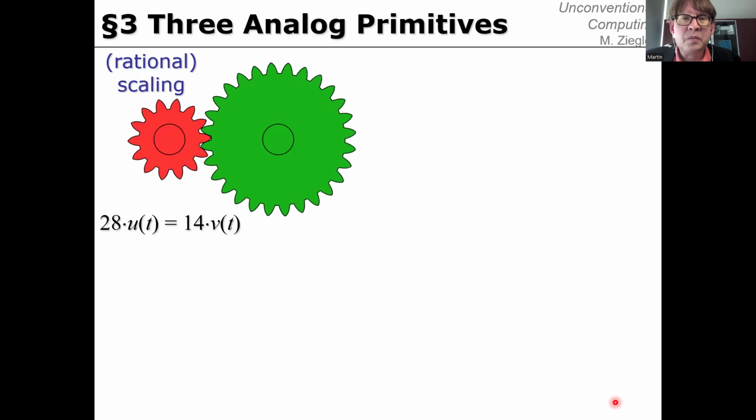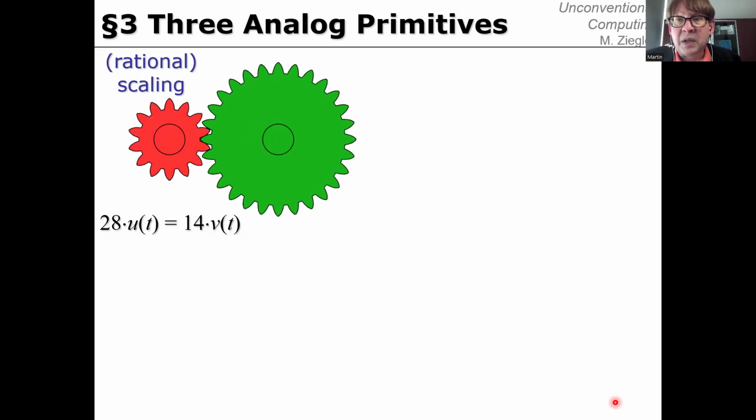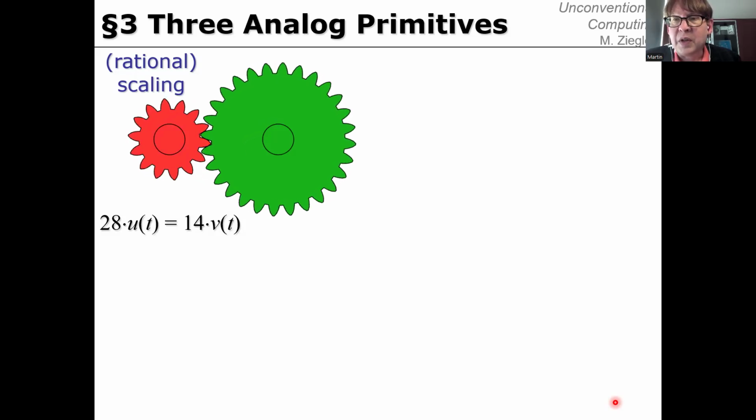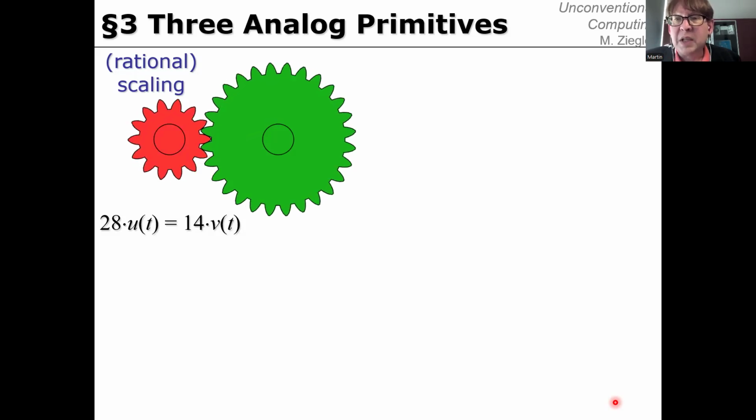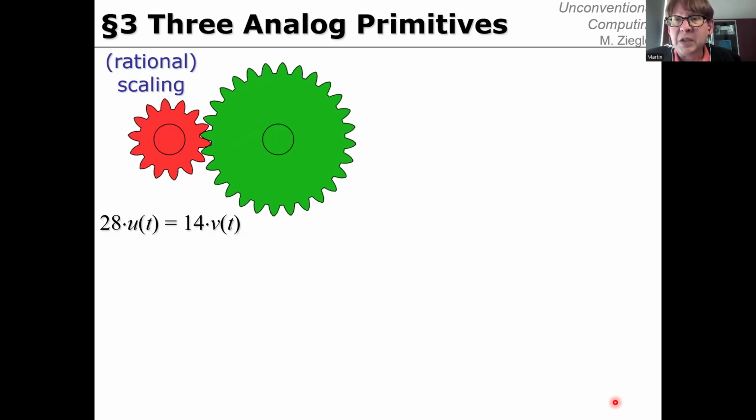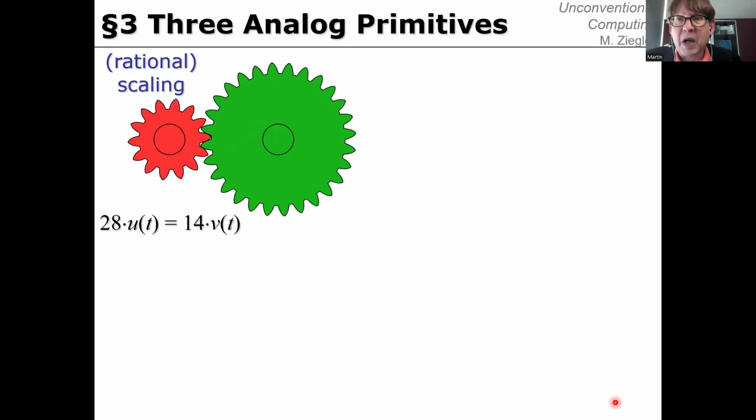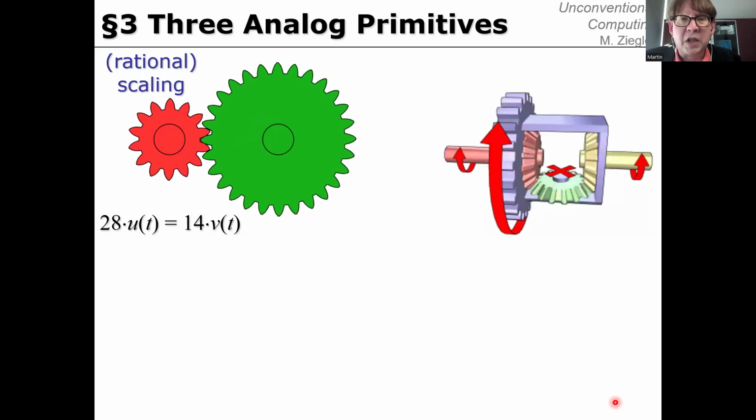And that's why engineers long ago invented a very smart arrangement of gear wheels called the differential. Well, this has nothing to do with differentiation. Differential here means difference, the difference between the right wheel and the left wheel. And here you see the differential.